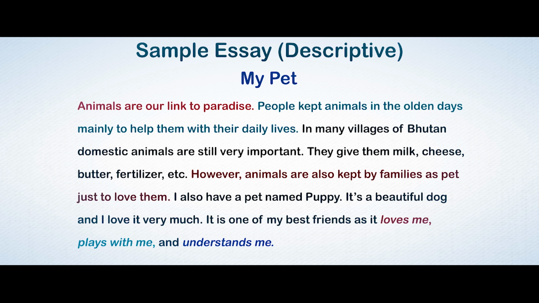And then after writing that point, she goes on and says, "I also have a pet named Puppy." So that is the specific idea. Because then we come to know that this essay is going to be on the author's dog named Puppy, and not somebody's Katu or Singe or Tommy. So this essay is going to focus on the author's dog called Puppy. "It's a beautiful dog and I love it very much. It's one of my best friends as it loves me, plays with me and understands me."